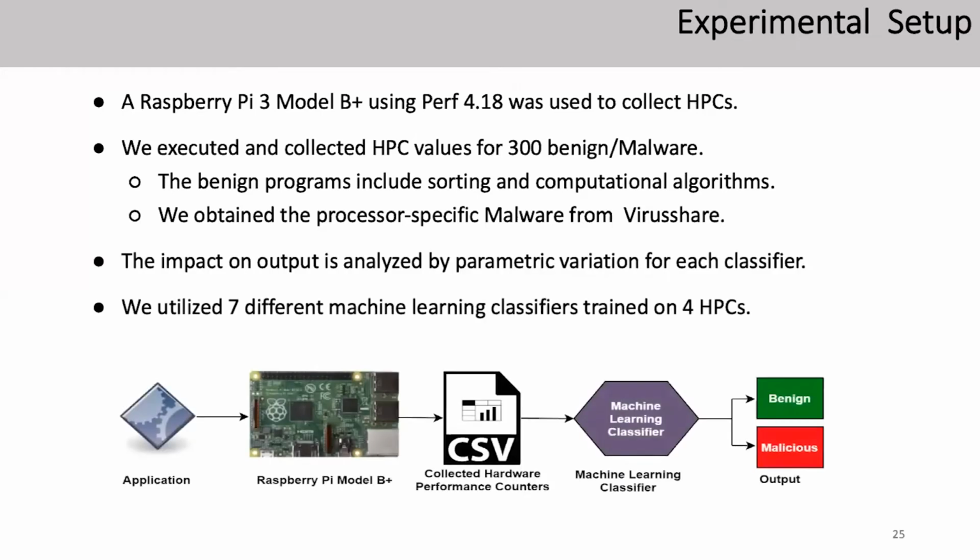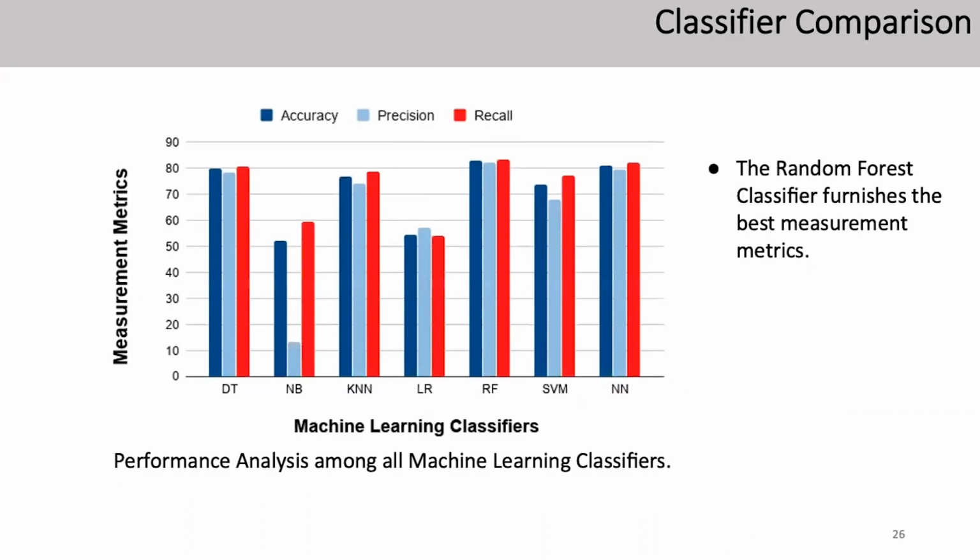And so we used various classifiers, and we used the parameters of this classifier which is best. So this is the overall framework, as you can see. And we use 7 classifiers, which are decision tree, naive Bayes, k-nearest neighbor, linear regression, random forest, support vector machines, and neural networks.